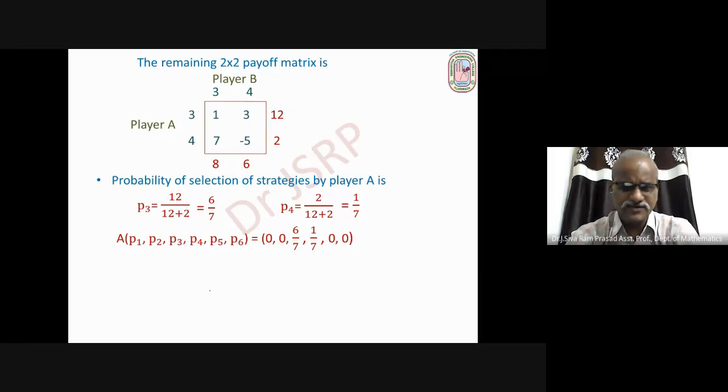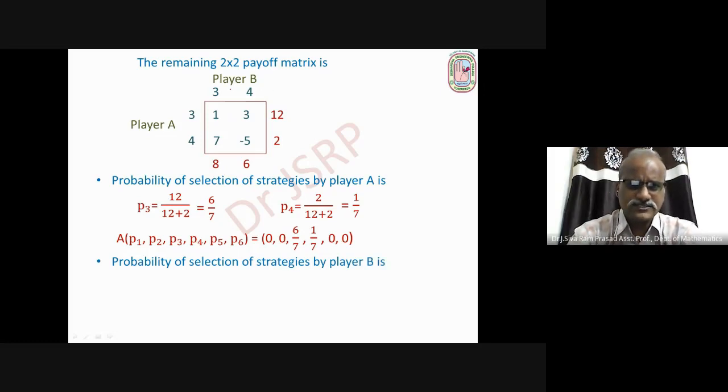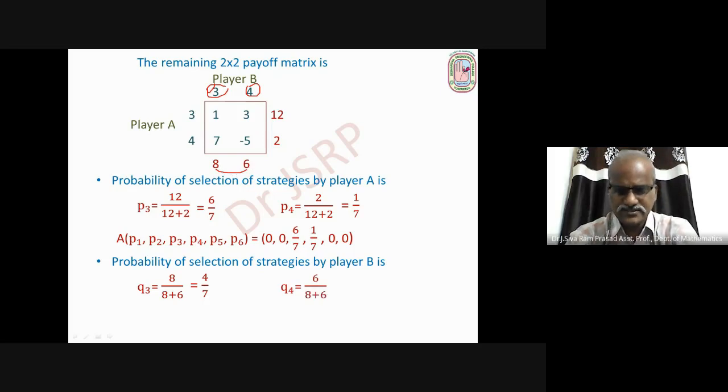Okay. Similarly, for player B, probabilities of selection of strategies by player B is here also. This is the first strategy in this resulting payoff matrix. Originally, this is third strategy. So Q3 equal opposite value 8 by sum of these two values 8 plus 6. So 8 by 14, that is 4 by 7, and Q4 equal opposite value 6 by sum of these two values 8 plus 6. So 6 by 14, 3 by 7.